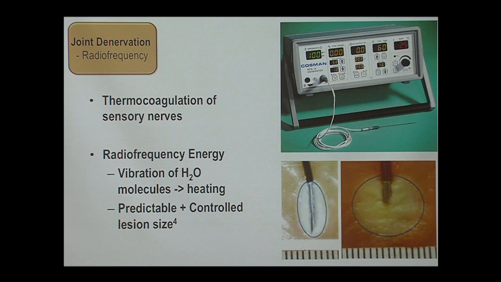So those waves cause the water within the surrounding tissue to vibrate and heat up. And with this, we can create these very specific controlled lesions of predictable size. So we have different kinds of needles that cause different shapes of coagulation, essentially, of the surrounding tissue. Now, these look big here, but these are really millimeters, so they're very, very small, and we can be very precise.